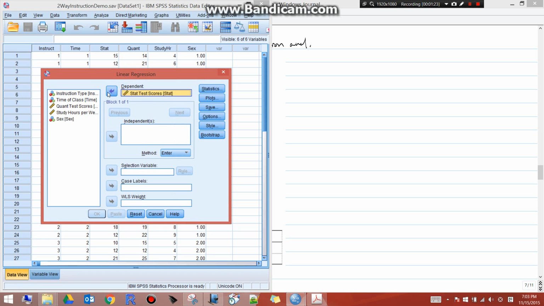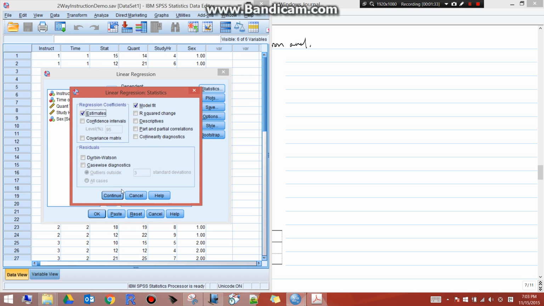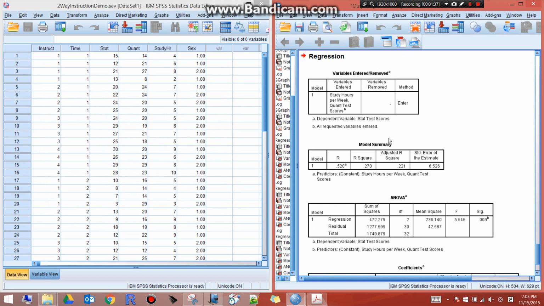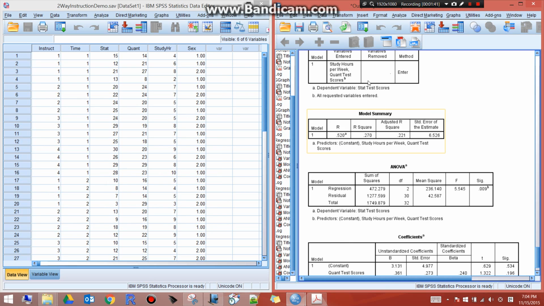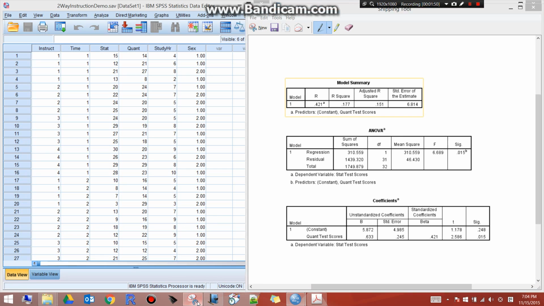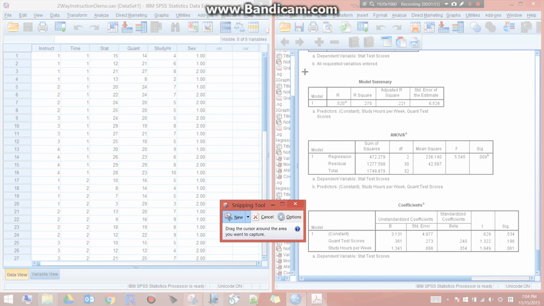So let's go to SPSS and analyze, regression, linear. The dependent variable is going to be our statistics test scores, and we have two independent variables. Let's move those to the independent variable box, and then statistics, estimates, and model fit. Then click OK. Same as the simple linear regression, we would have four tables, and those three, model summary, ANOVA, and coefficients, are the important tables that we need to look at.